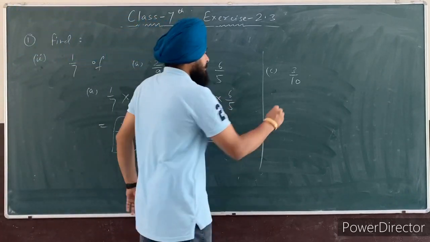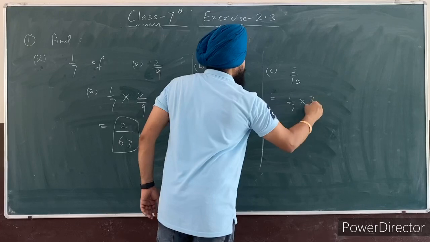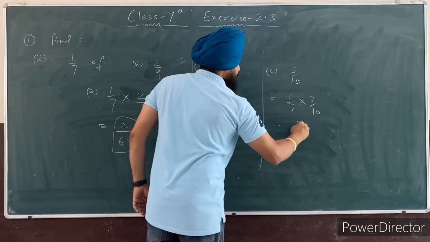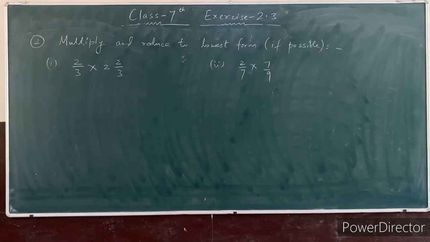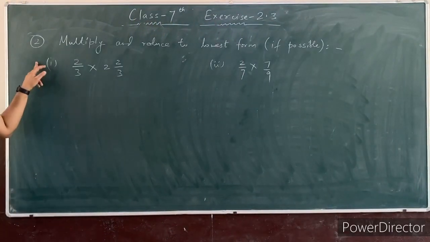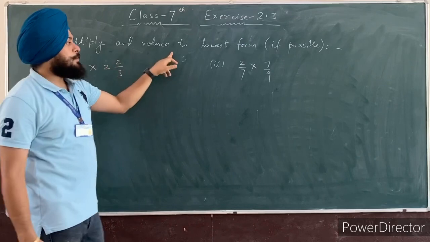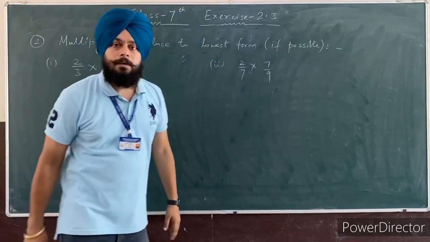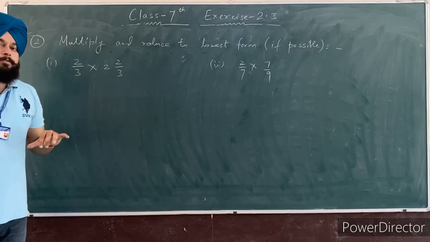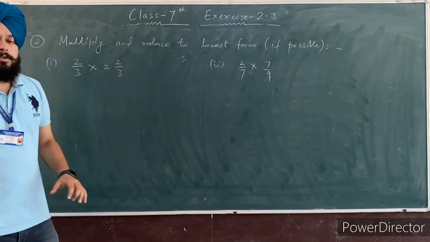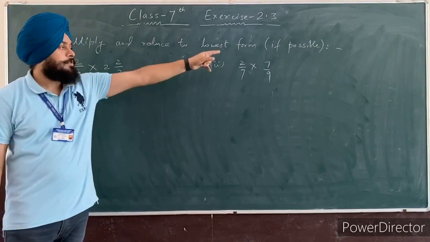In the last part, you have to find 1 by 7 of 3 by 10. So it is 1 3s are 3 and 7 10s are 70. Answer is 3 by 70. Next, question number 2: multiply and reduce to lowest form if possible. You have to multiply the given fractions. After that, you have to reduce them to lowest form, if it is possible.